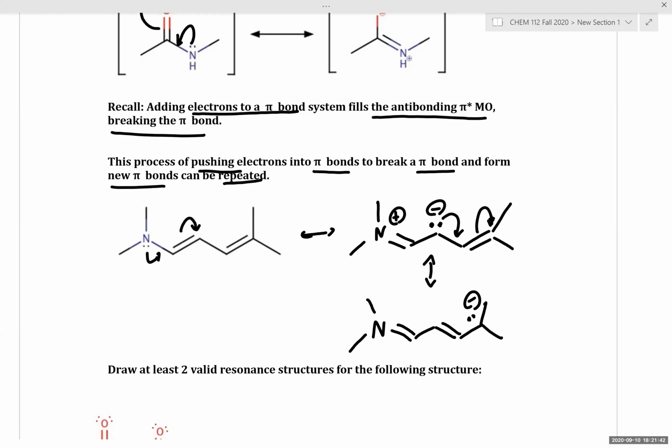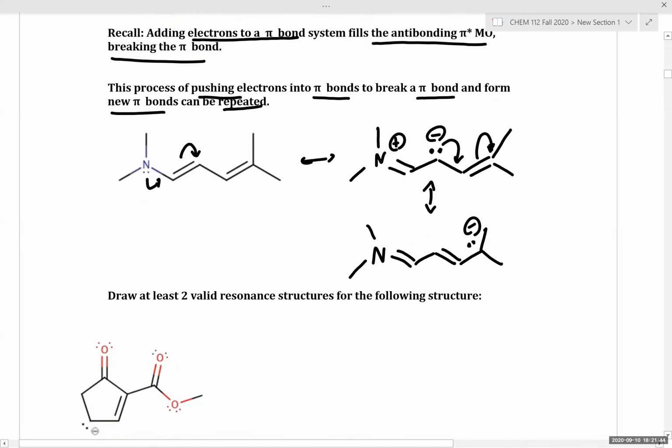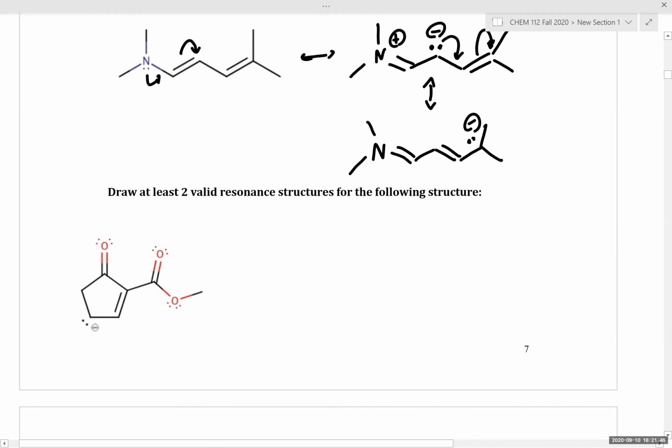Perfect. So let's apply what we've learned. I'd like you to draw at least 2 valid resonance structures for the following molecule. We'll take about 3 minutes working on this example.